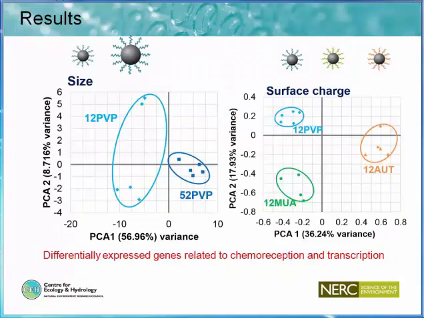If we look at ordination of gene expression profiles, firstly on the left-hand side for the 2 particles of different sizes but with the same capping agent, we can see there's clear clustering of gene expression profiles for chemoreception and transcription. And again, if we look on the right-hand side at the profiles for the 3 types of particles which had the different capping agents but which were all the same size, again, we see clustering. And this suggests that there are subtly different mechanisms of action of each of those different types of the same silver nanoparticle, or the same silver, on the organism in this case.